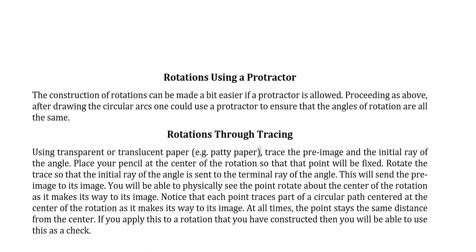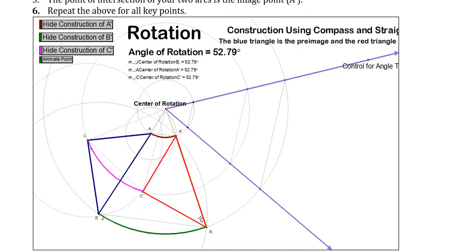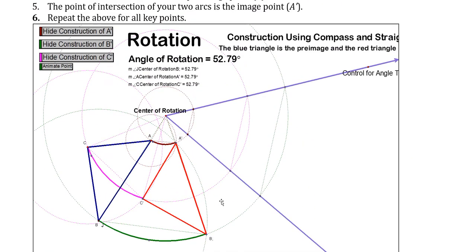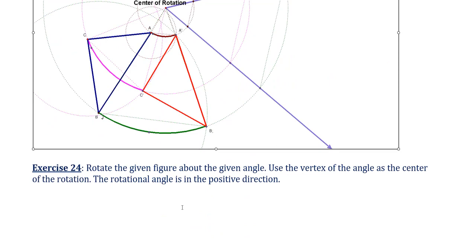Okay. So at all times, if you're holding that fixed point in the center, all these points will stay. A on your tracing paper, your patty paper, will stay the same distance from that center all the time. And when this initial ray ends up where the terminal ray is, then A will end up at A prime, C will end up at C prime, and so forth. That's a good check. Once you do one of these, say by compass and straight edge, you can check it with some patty paper to make sure you've done it correctly.